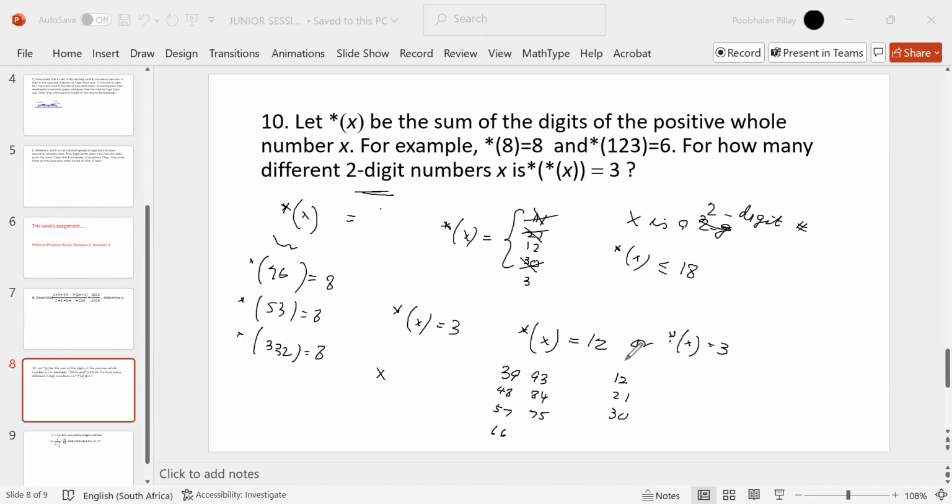You just have to understand exactly what you mean by star x, and when you're working on the double star, you have to understand that you have to work out star twice. Okay, and then when you solve for x, you get quite a few solutions. How many different 2-digit numbers are there? You don't have to write them down. They want to know how many there are. Always answer the question, and you see there are 10 2-digit numbers.